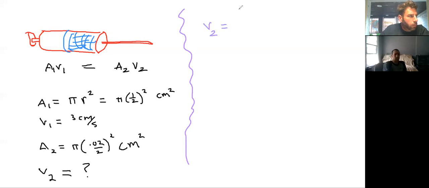V sub 2 equals, if you divide, you get a sub 1 v sub 1 over a sub 2. And now this is just a calculator problem. So you go to your calculator and you plug it in. Again, I don't know how you like to do it. I would encourage you to write these things out.